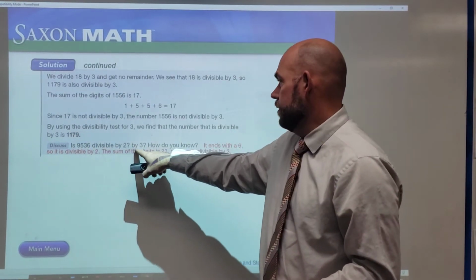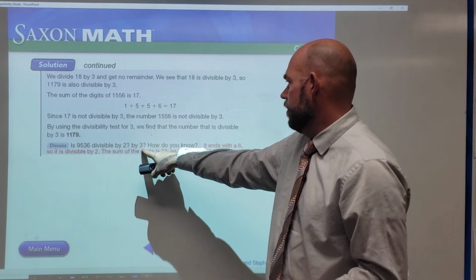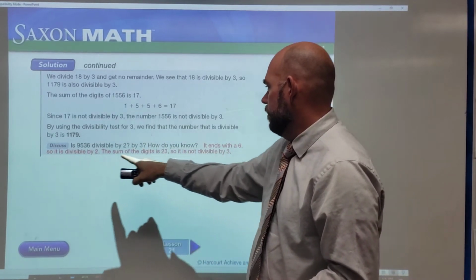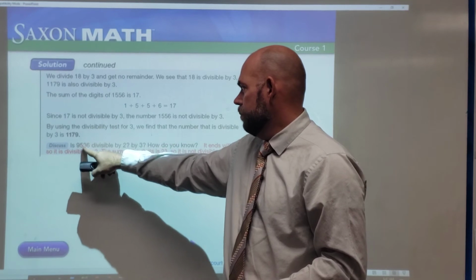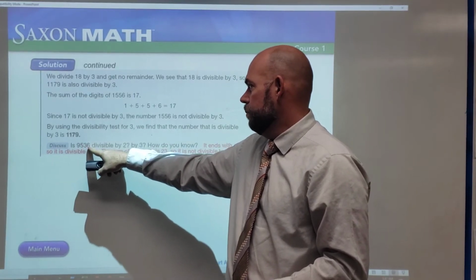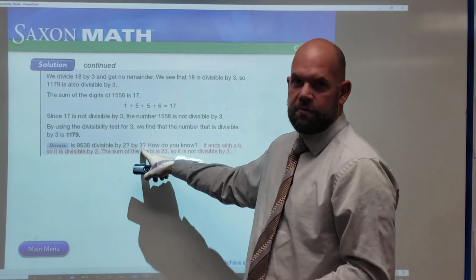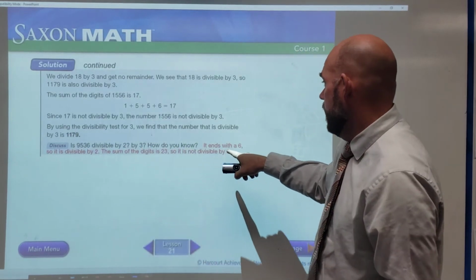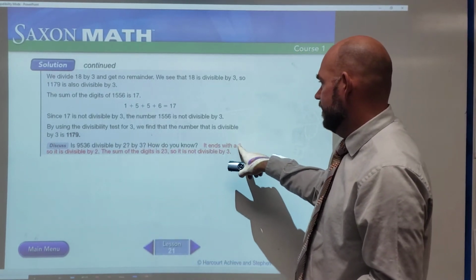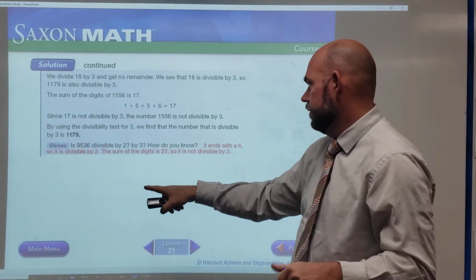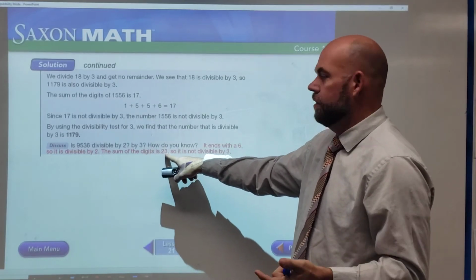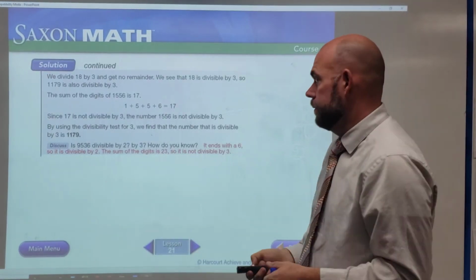Now it says, is 9536 divisible by 2? Yes, because it ends with a 6, so it's even. By 3? We'd have to add it up. 9 plus 5 is 14, plus 3 is 17, plus 6 is 23. Does 23 divide by 3? No, so this wouldn't work. The sum of the digits is 23, so it's not divisible by 3 or by 9.